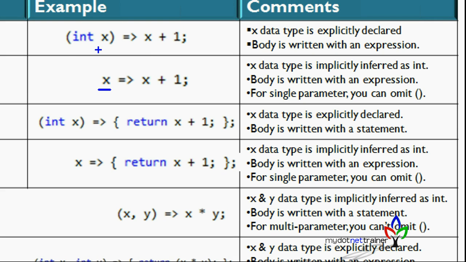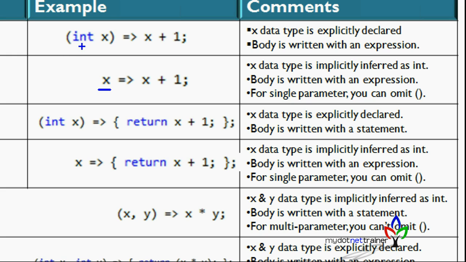If you see int x here, the data type is specified explicitly. The data type is explicitly declared. That means you are already specifying that x is always going to be an integer data type. You don't need to infer it based on the value. And once you do it, it ensures that you return only the integer data type. So that's the difference with var.